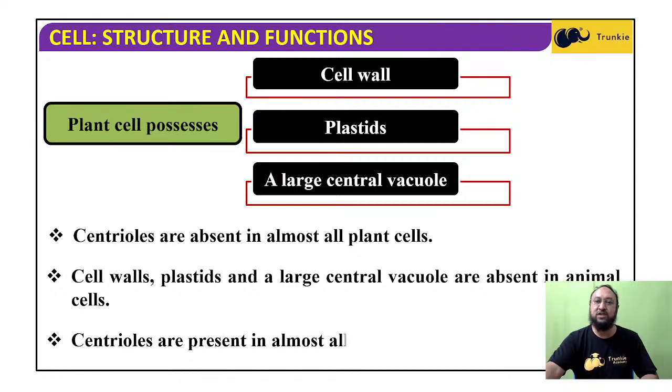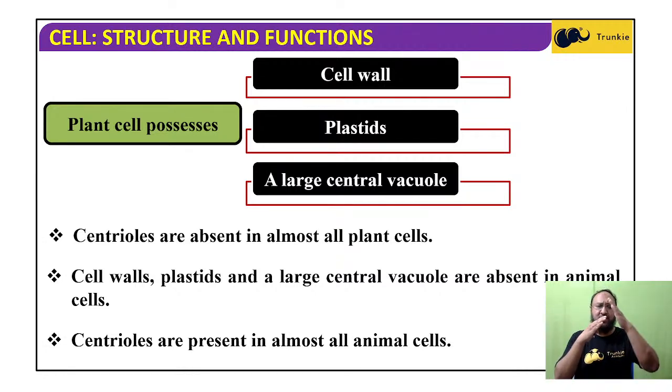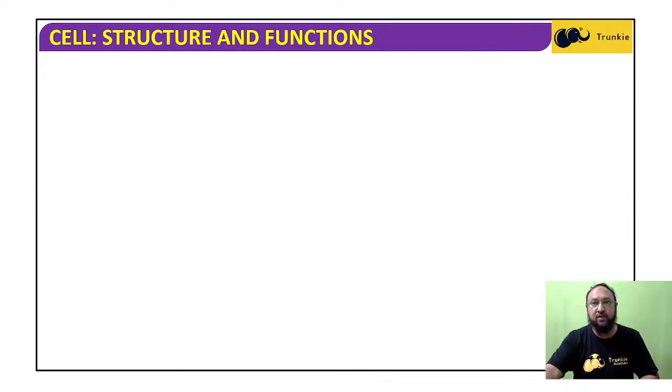Centrioles are present in almost all animal cells and help in cell division. Centrioles are cell organelles. The two centrioles are arranged perpendicular to each other, like a T, and they form a structure that helps in the movement of the chromosomes during cell division.